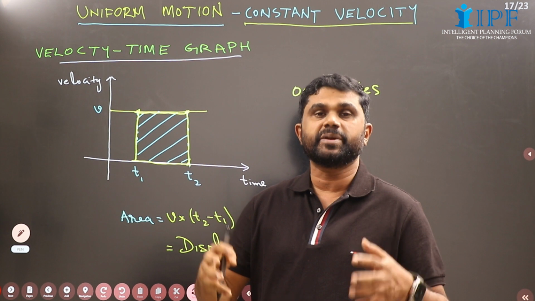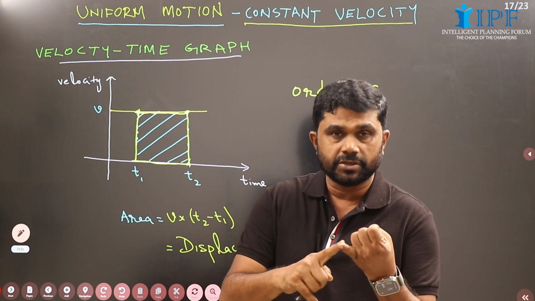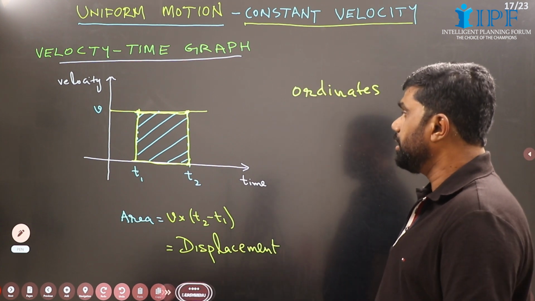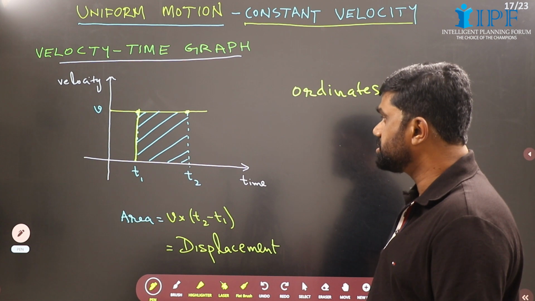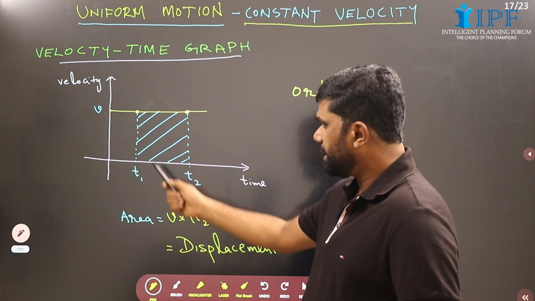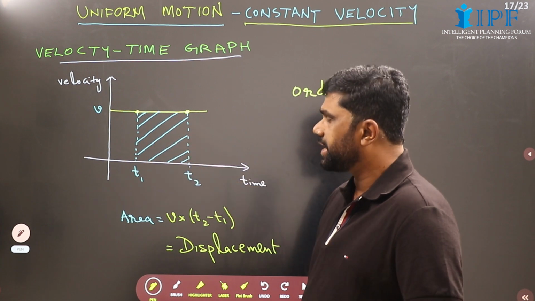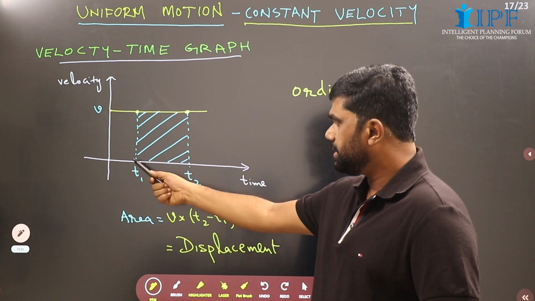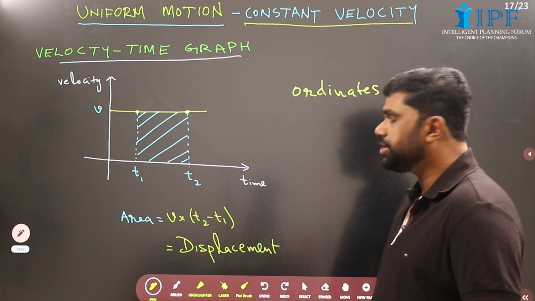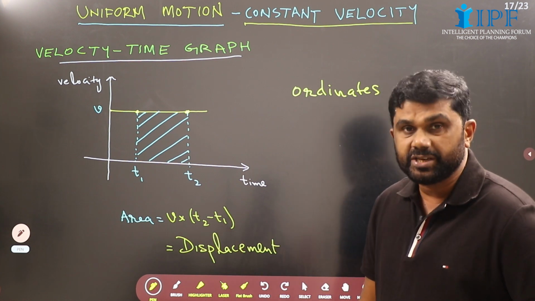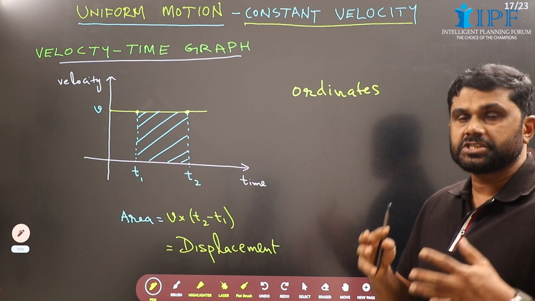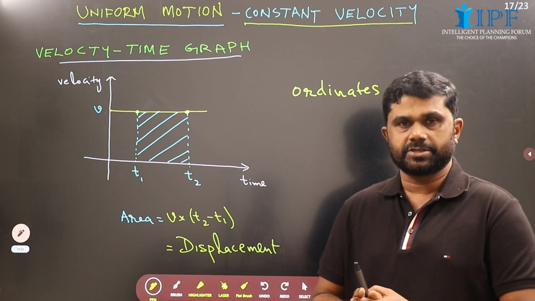So, area under the graph means the area bounded by the graph, the ordinates and the x-axis. Now, here it is a rectangle. The height of the rectangle is equal to the velocity, and the breadth is T2 minus T1. So area will be velocity into T2 minus T1, or velocity into time interval, that is nothing but the displacement. So, area under the velocity-time graph represents displacement.